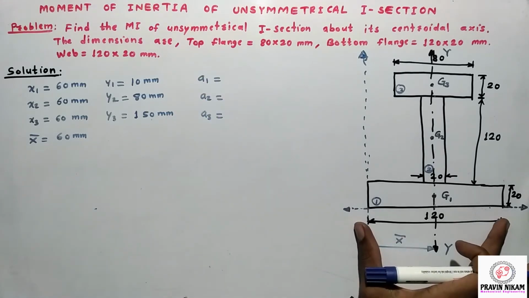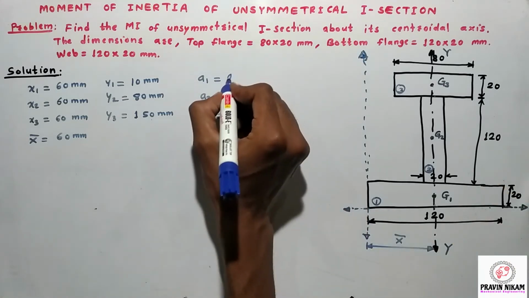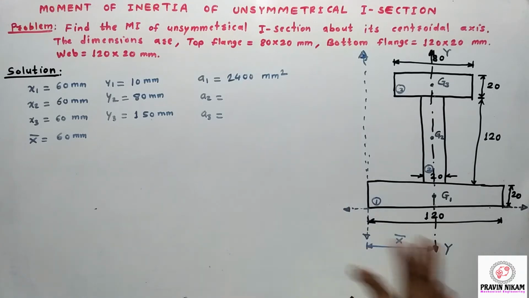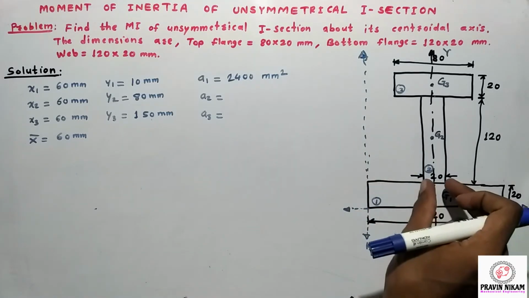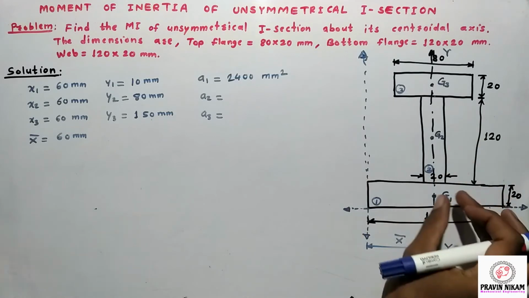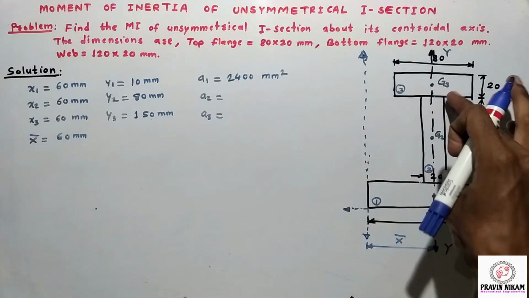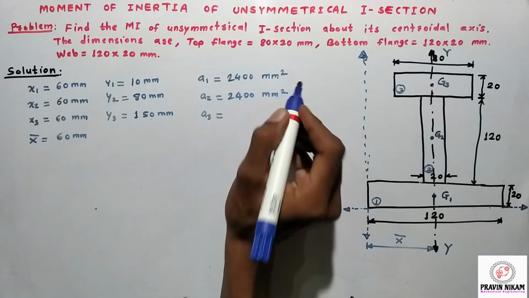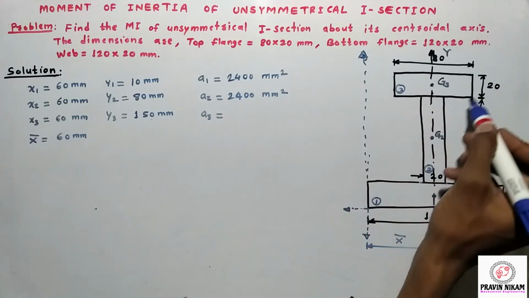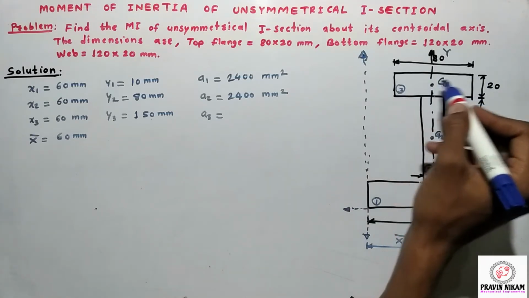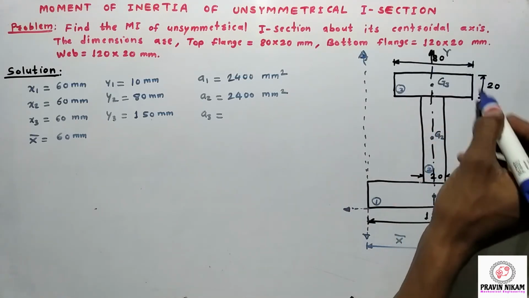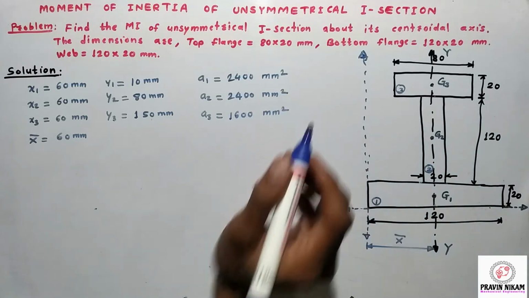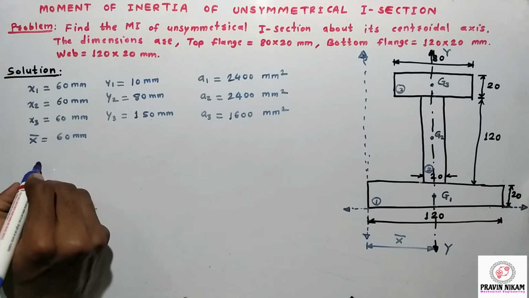Now what is A1? 120 into 20, so 2400 mm square. Then A2 means the area of section 2. What is the area of section 2? 20 into 120, so 2400 mm square. Now A3 means the area of this section. So the area of section 3 is 80 into 20, so 1600 mm square. Now find out y bar.